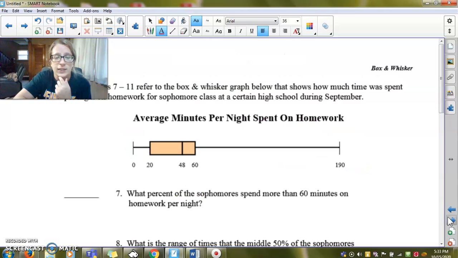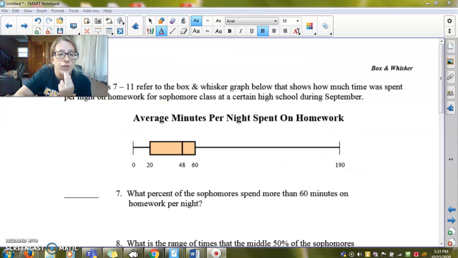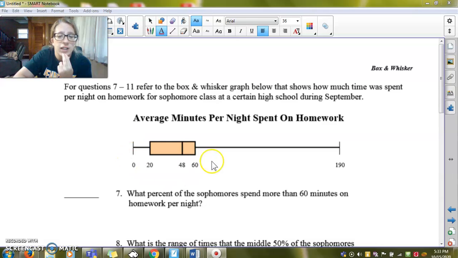Your independent practice is going to be with questions 7 through 11, and you are going to be using the box and whisker graph that says average minutes per night spent on homework. It tells us to use the box and whisker graph below that shows how much time was spent per night on homework for the sophomore class at a certain high school during September. So we are seeing that this student right here replied they spent no time on their homework. Not a good idea. While this person said that they spent 190 minutes on homework.